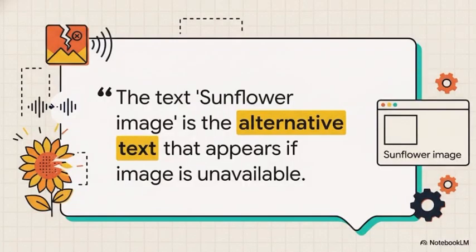Now, let's zoom in on that alt attribute for just a second because it's so important. If for some reason the image link breaks, or if someone is using a screen reader, this is the text that describes what's supposed to be there. It's a total game changer for making your website work for everyone.